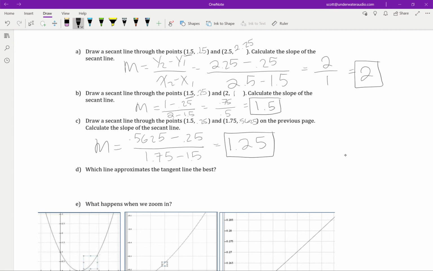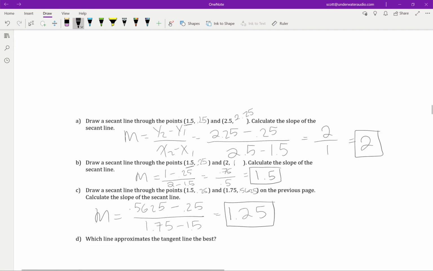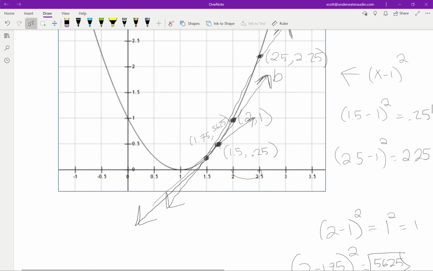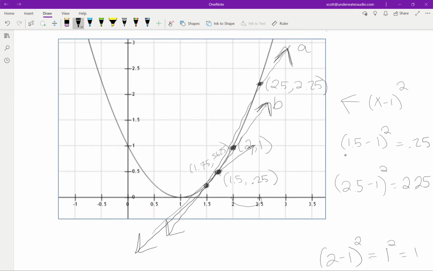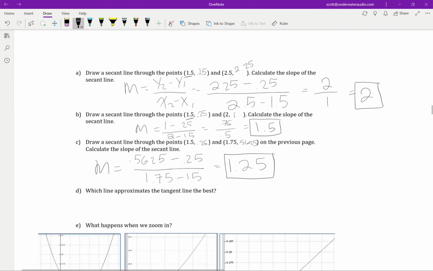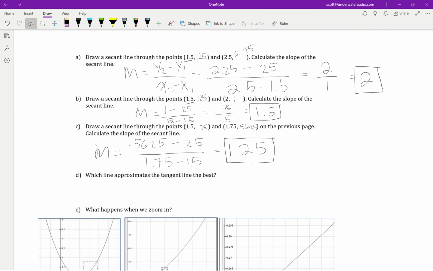So which line approximates the tangent line the best? If you go back, so this line A, that was too steep, B was too steep, and so is C, but C is definitely the closest to being the tangent line. So the tangent line should look something like that. So C, or the one we did in part C, is the best. So line C.